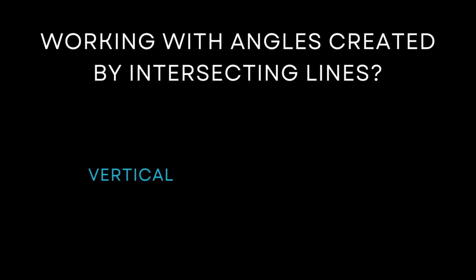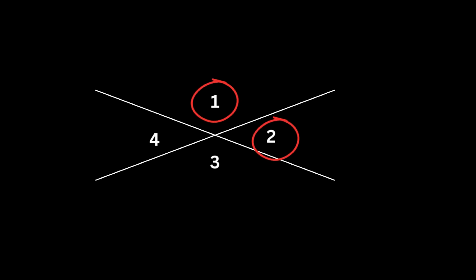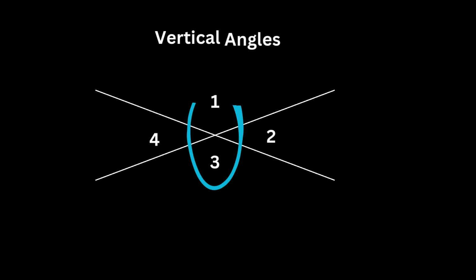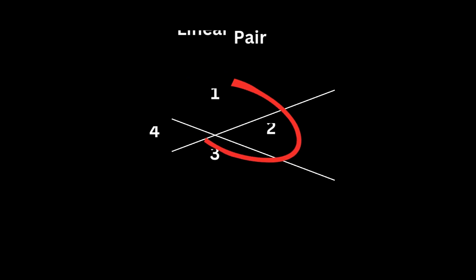How do you work with angles created by intersecting lines? This X figure may look familiar to you, as it shows up in many geometry problems. When two lines cross, they form four angles. If you take any two of these angles, the combination falls into one of two categories. The pair will either be a set of vertical angles, or they will be a linear pair.